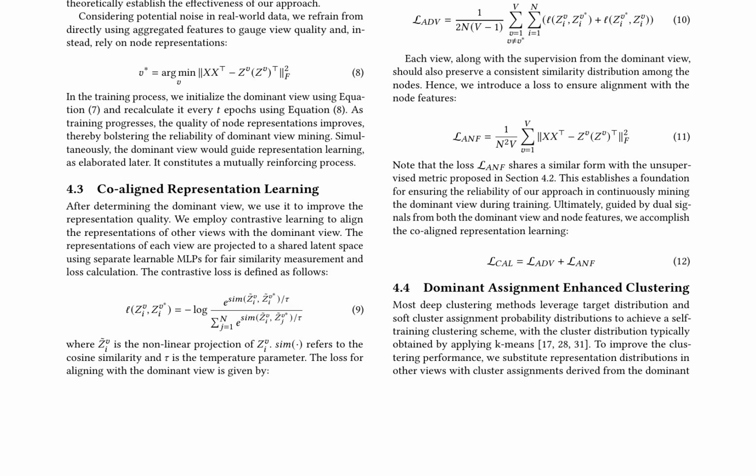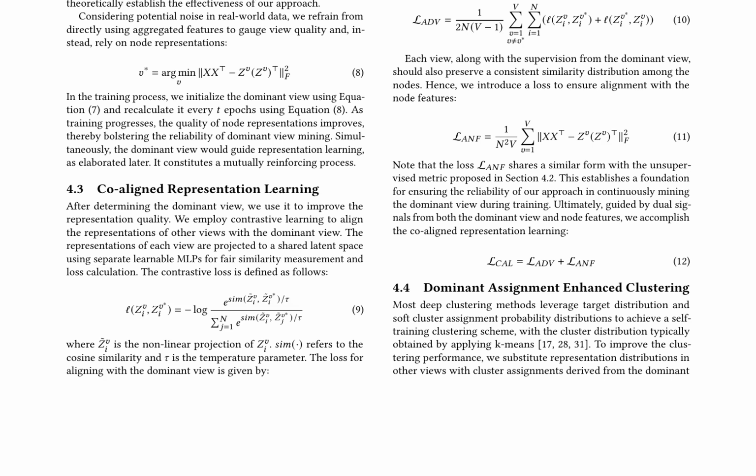The dominant assignment enhanced clustering component leverages the co-aligned representations to improve clustering performance. Instead of using target distribution and soft cluster assignment probability distributions, the authors substitute representation distributions in other views with cluster assignments derived from the dominant view. This leads to a self-training clustering scheme that refines the clustering quality.